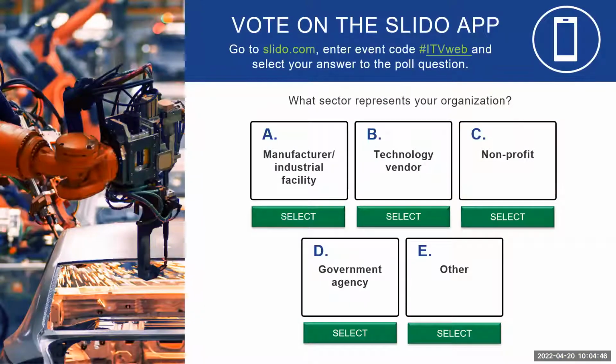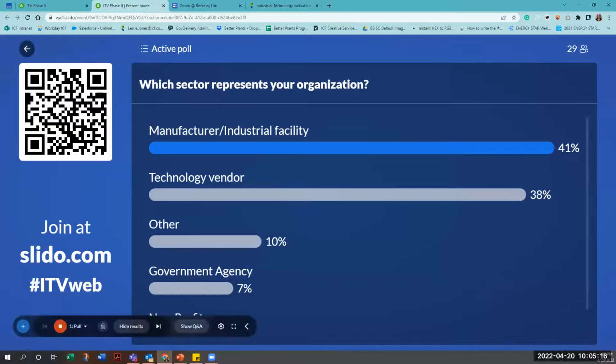Before we get into the discussion, let's do a few interactive polls really quickly, just to make sure that these polls are working and get everyone engaged in the discussion. To start off, who is joining us today? What sector represents your organization? Do you fall into any of these categories? We're just trying to get an idea of who's on the line with us. And once again, if you're still trying to get into Slido, you can just go to slido.com, type in ITV Web, and here is our polling in live format.